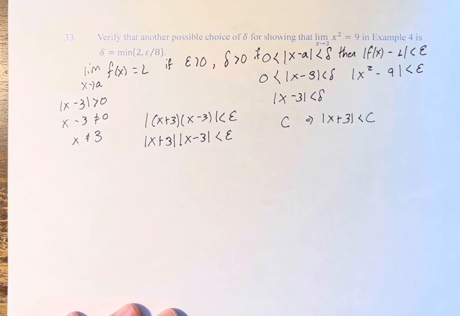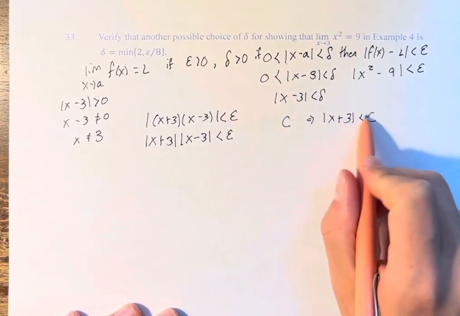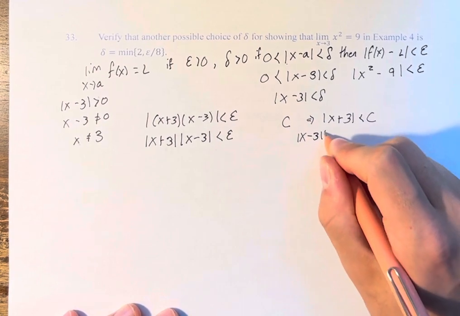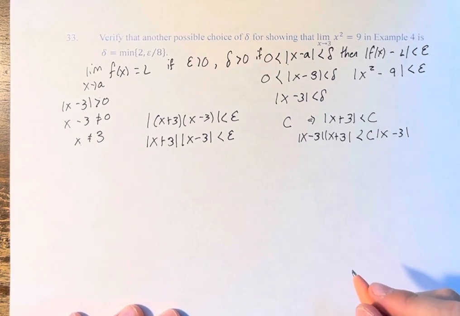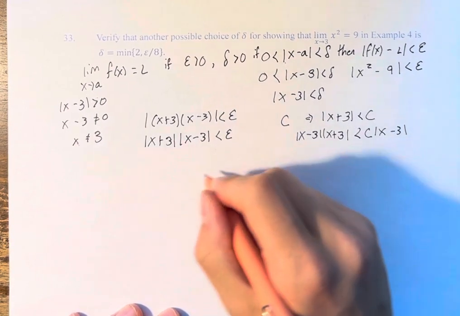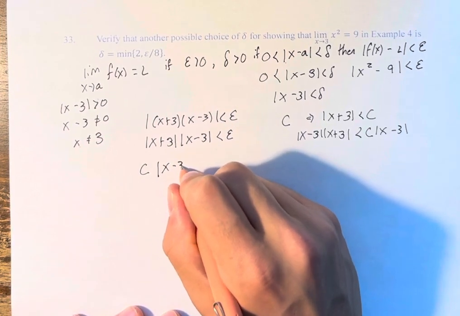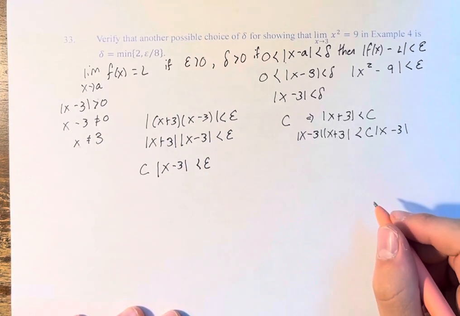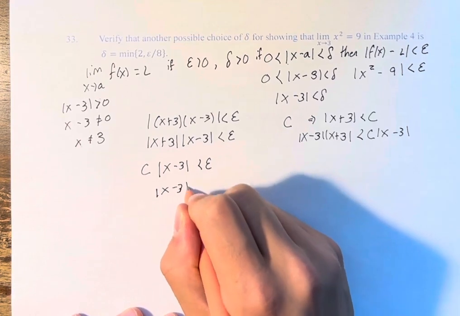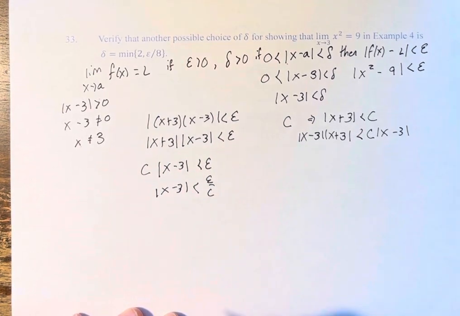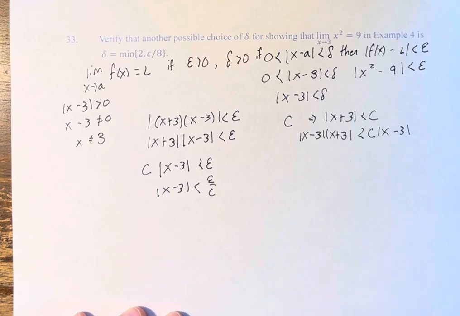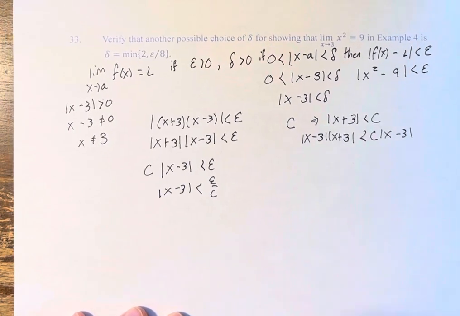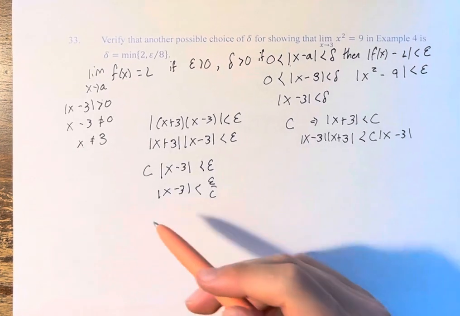And the reason we're doing this is because if we multiply this out by the absolute value of x minus 3, we get the absolute value of x minus 3 times the absolute value of x plus 3 is less than c times the absolute value of x minus 3. And we can make c times the absolute value of x minus 3 be less than epsilon by taking the absolute value of x minus 3 less than epsilon over c. This is all doing what we did in example 4 itself. But the change here is we are going to pick a different value, or range of values rather, centered around x equals 3.